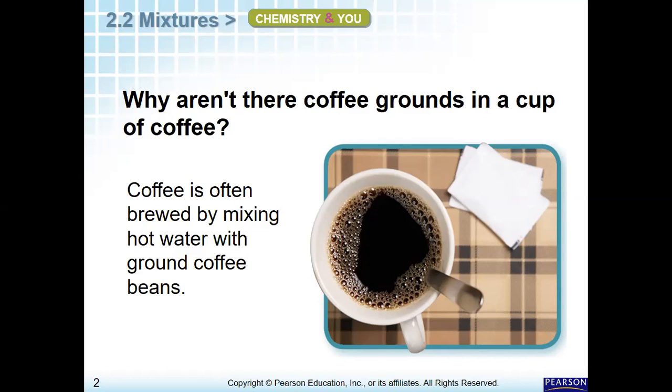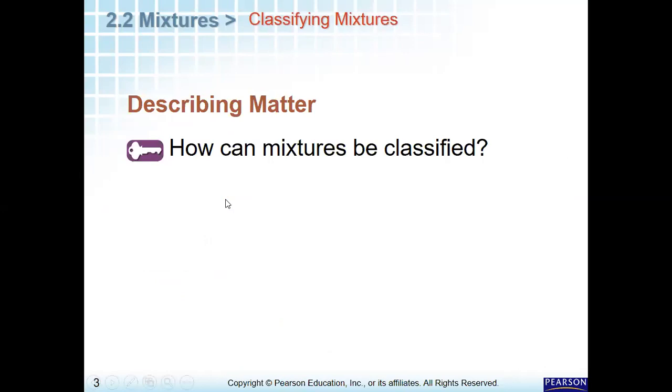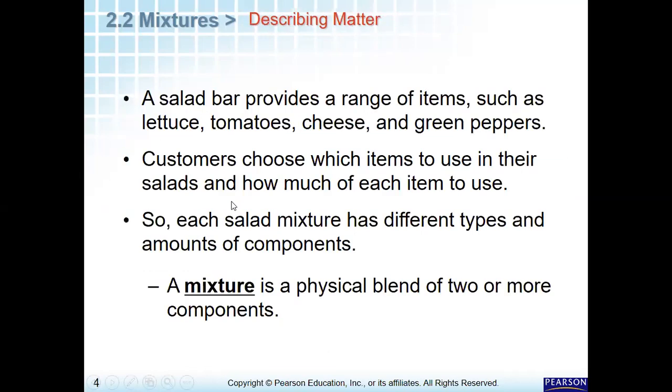Describing the matter, how can mixtures be classified, guys? We can say, for example, we have a salad, and the salad contains a lot of things: lettuce, tomato, cucumber, cheese, and green pepper, a lot of things together. Can you separate them? Yeah, you can separate them, and they are easy to separate again into their components, so that's a mixture. So the mixture is a physical blend of two or more components.